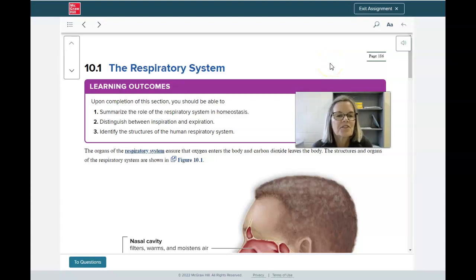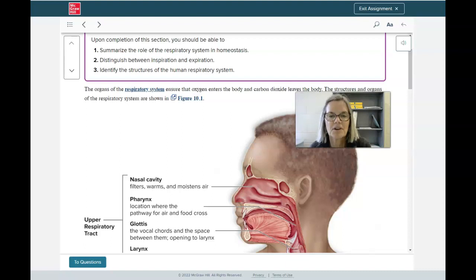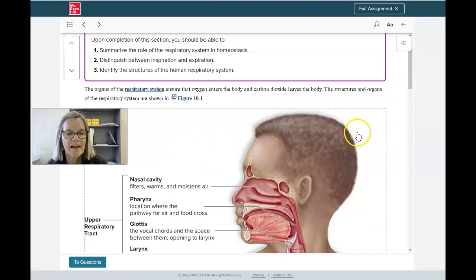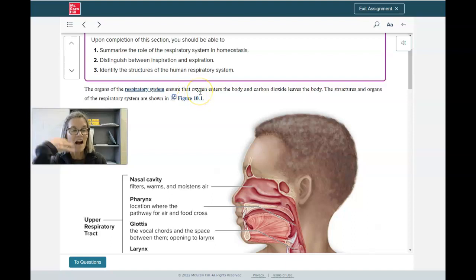Hi, this is the first of several lectures on the respiratory system. And the first section, 10.1, just gives you kind of the general overview of the respiratory system. And the function of the respiratory system is getting oxygen into the body and carbon dioxide out.